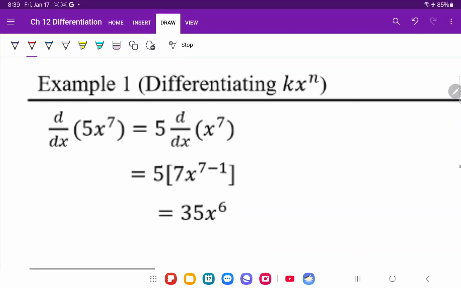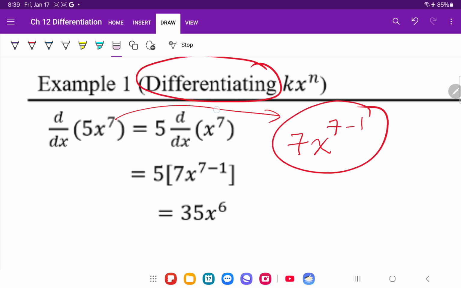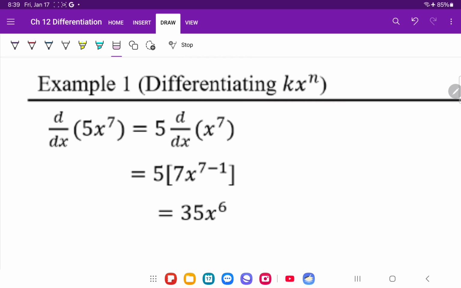Now, what you do to the k is you simply multiply it to the rest of the power function. Example, differentiating 5 and then x power 7. Now, this x power 7, obviously it is 7 come down, and then x, and then 7 minus 1. This is the result of the differentiation. And you actually see this in yellow. Now, what do we do to the 5? We take the 5 to multiply the 7, which gives a 35. Okay, so this is the constant multiple rule.